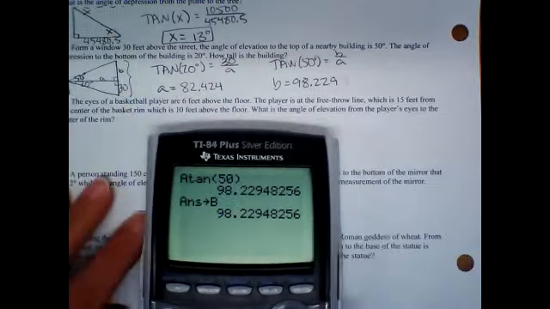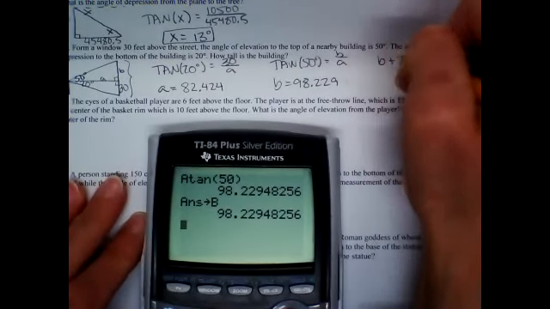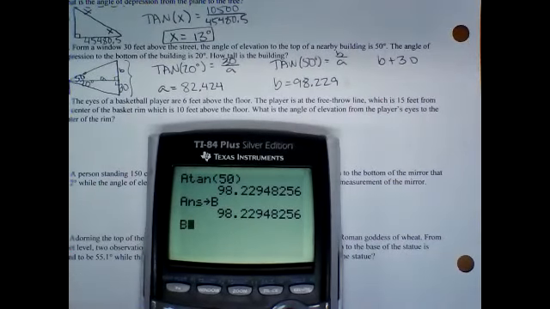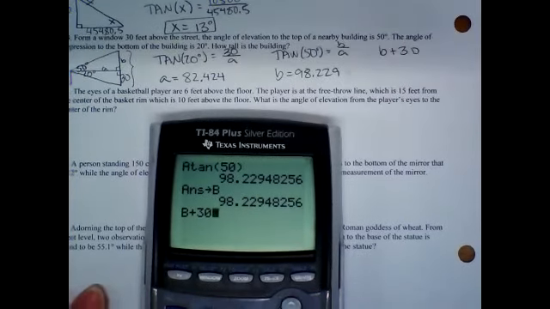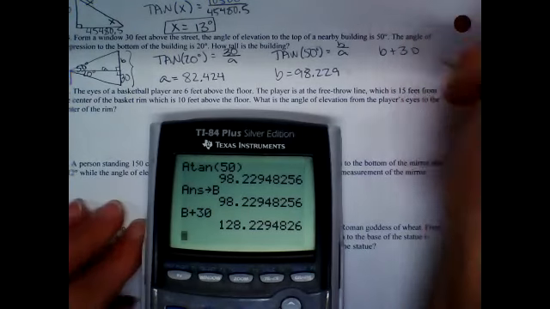Good, B plus 30. So what you're going to type in your calculator is alpha B plus 30. It'll copy and paste it in there for you, and that'll give you your final answer. So that is it, 128.229.